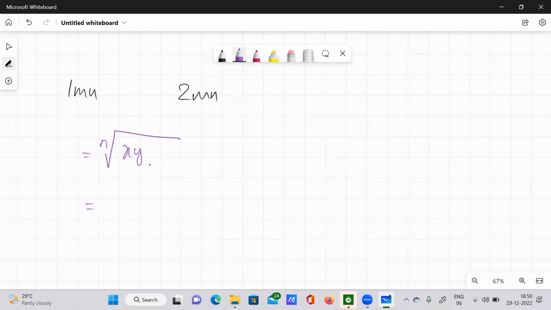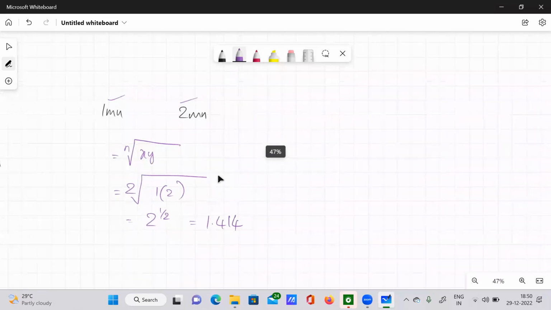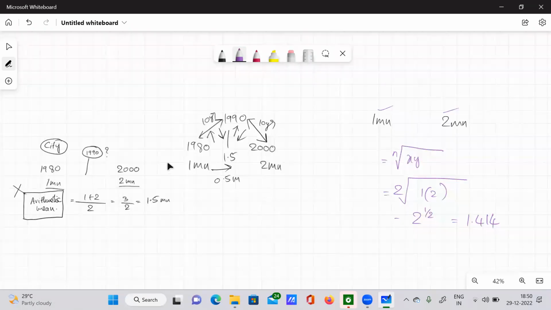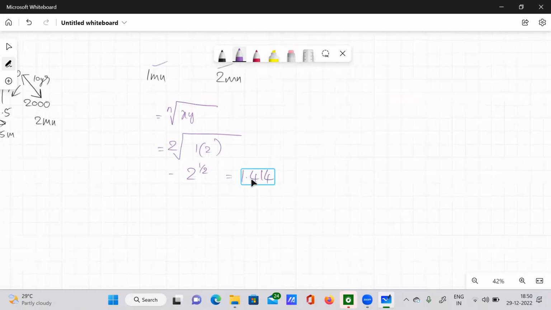So how many terms are there? The first term, the second term, right? So we can use 2 in place of n, and this is the root of x into y. X is 1, y is 2. So it is 2 to the power of 1 by 2, so the answer would be 1.414, right? Just observe here, when you calculate the arithmetic mean, it is 1.5 million, right? But when you calculate the geometric mean, this is the accurate one. The geometric mean here is 1.414, which is smaller than the arithmetic mean, right?